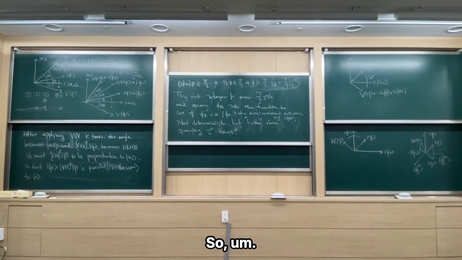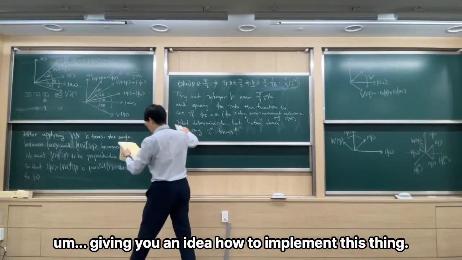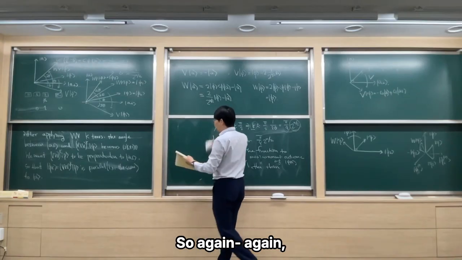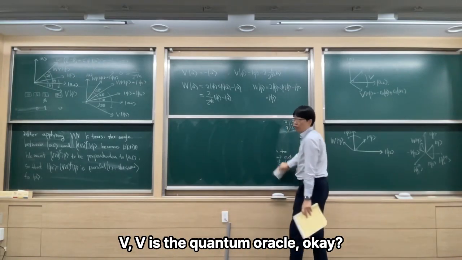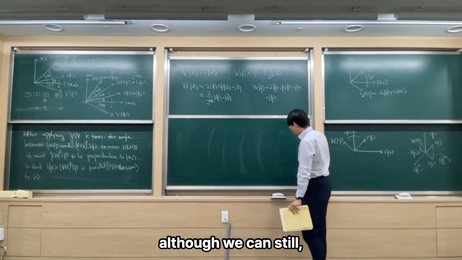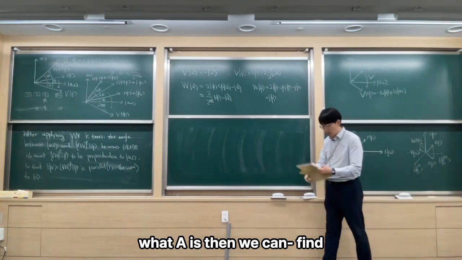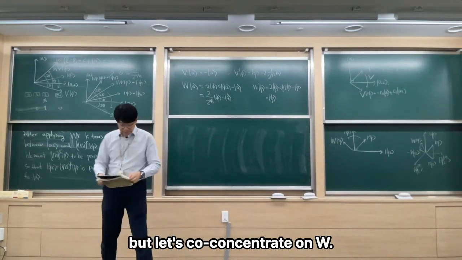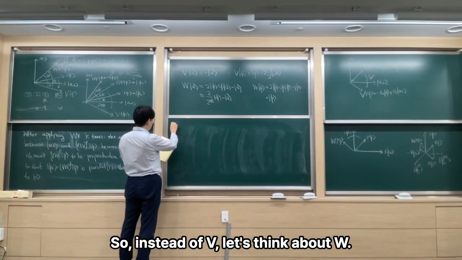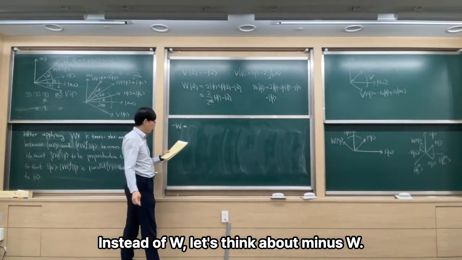All right, so I'm going to finish off by giving you an idea how to implement this thing. So again, V is the quantum oracle. So we don't have to worry about V, although we can still implement V if you want to trick some things. Like if you know what A is, then you can find what V is. You can actually make V, but let's concentrate on W. So instead of V, let's think about W. Instead of W, let's think about minus W.